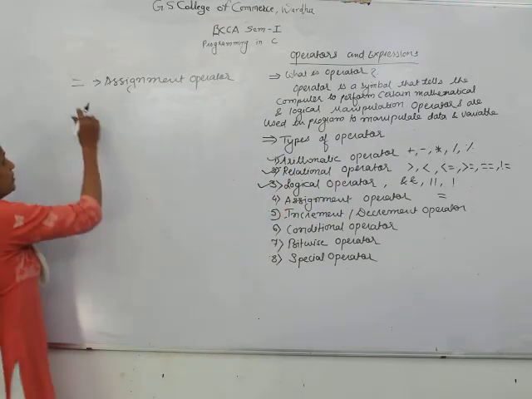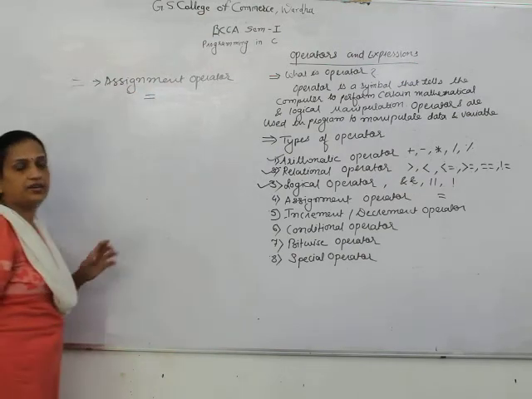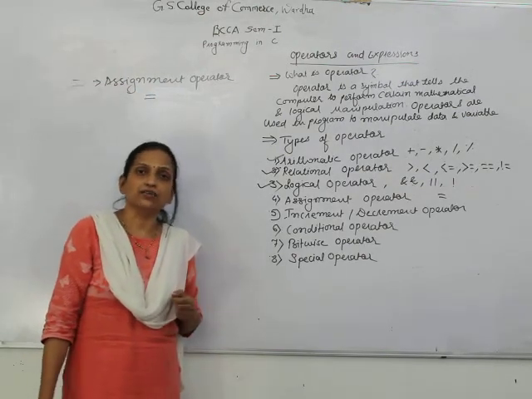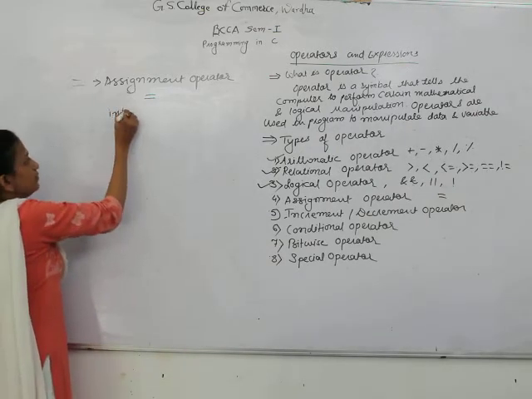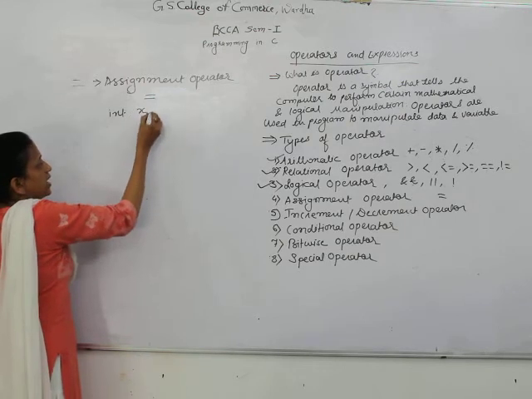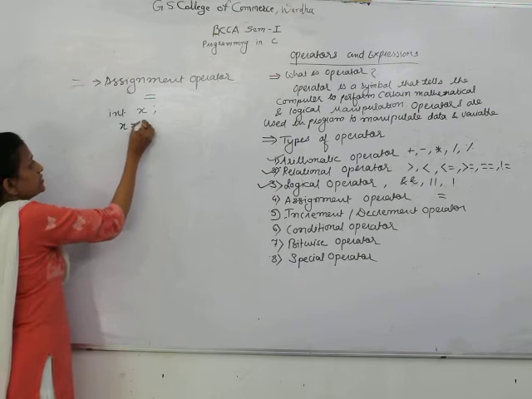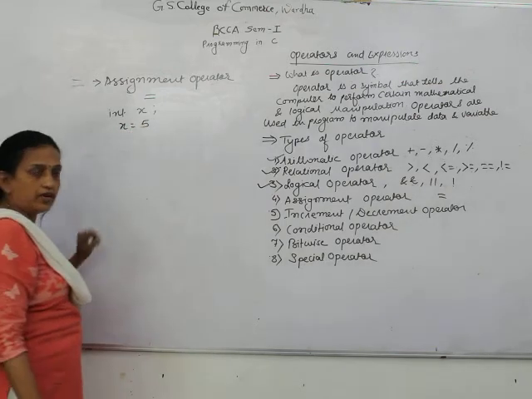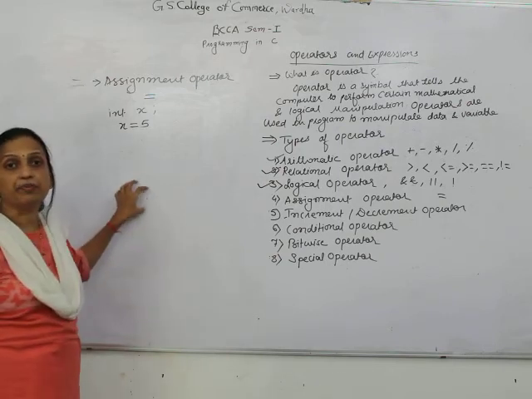So assignment operator is equal to sign. Assignment operator is basically used to assign the value to the variable. For example, if you declare int x and if you want to assign the value to the x, that is x is equals to 5. So this sign is assignment operator.